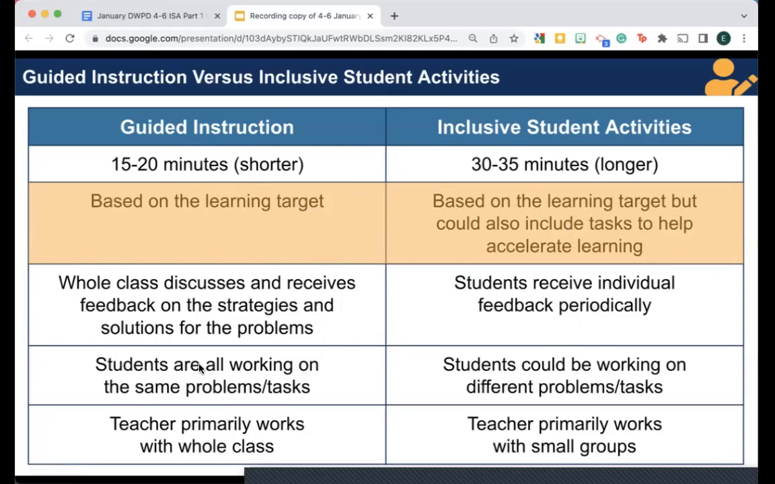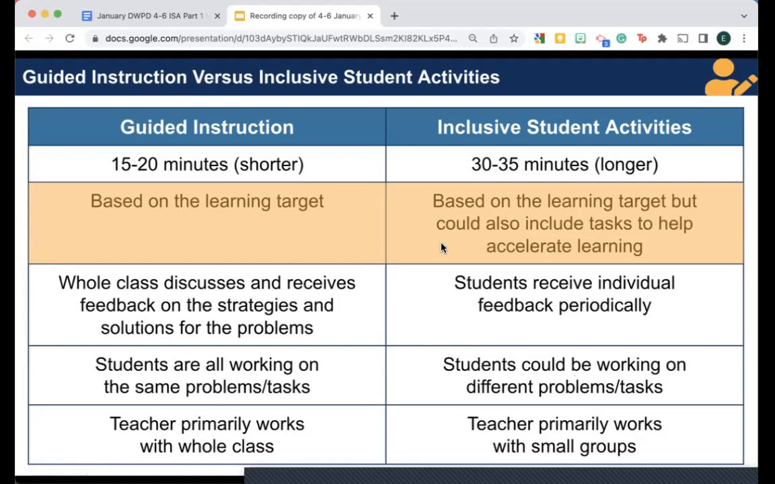In guided instruction, we're all kind of doing the same thing. We're walking through a couple of problems together. We're practicing a couple of the same problems. There's a lot more uniformity, whereas ISA is more differentiated. Even when I identify those problems from Envision, I could pick different Envision problems for different students. As long as they're aligned to the learning target, they don't have to be practicing the same Envision problems. And the teacher is primarily working with the whole class during guided instruction, whereas they're working with small groups in ISA.